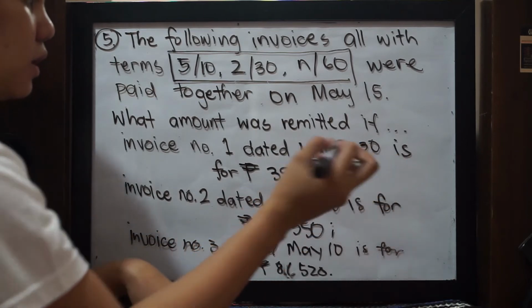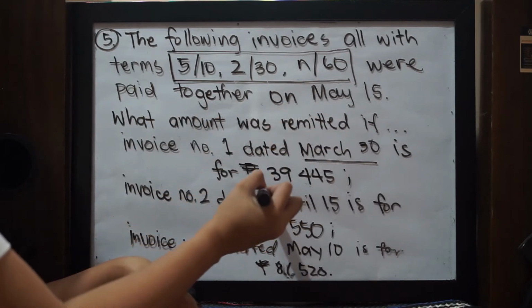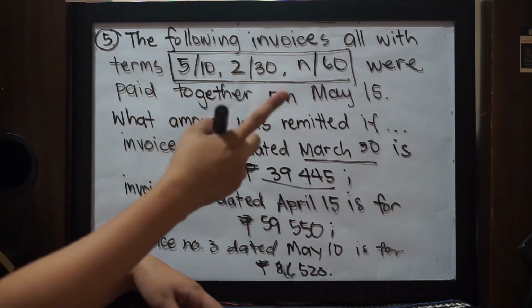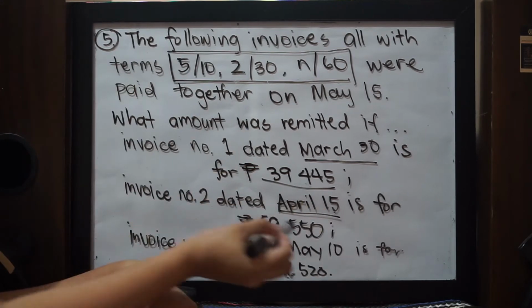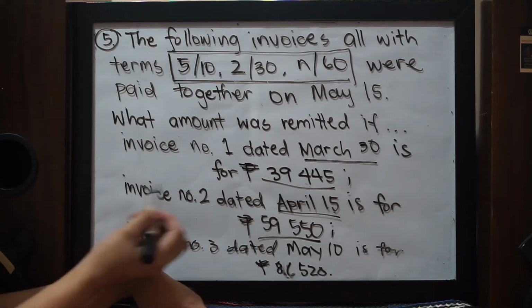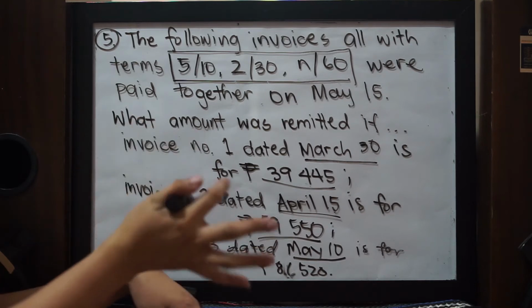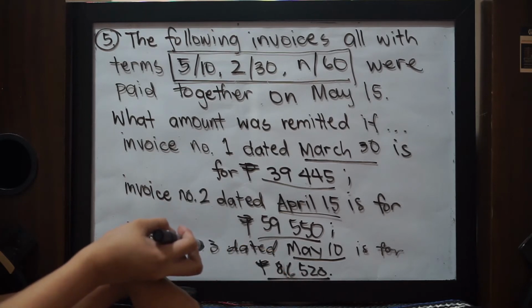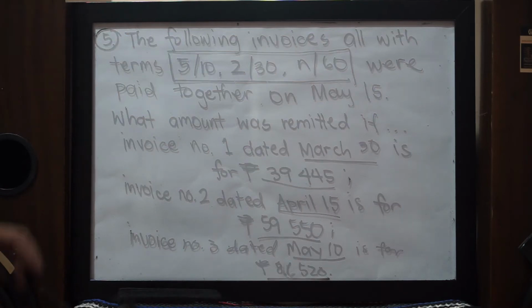That is March 30 for invoice number 1. The first invoice date, March 30, is for the net price sub 1, 39,445. That is for the first invoice. For the second invoice, your invoice date is April 15, and this is your net price sub 2. And then for the third scenario, this is your invoice date number 3 or sub 3, and this is the net price for the third scenario. So let's now write the given and the find, and we proceed with the solution.